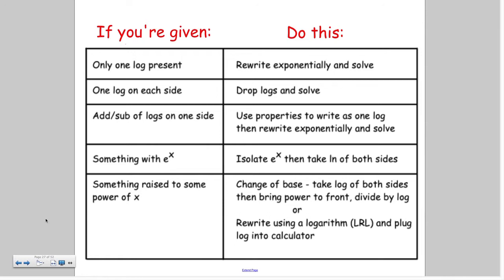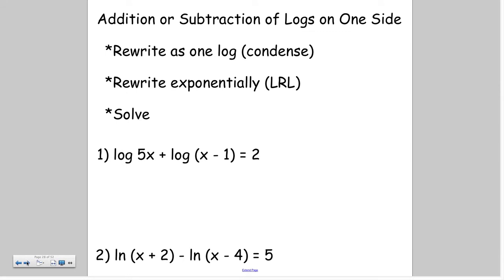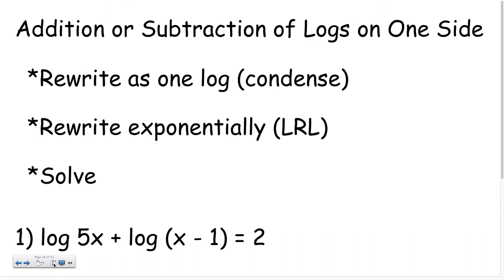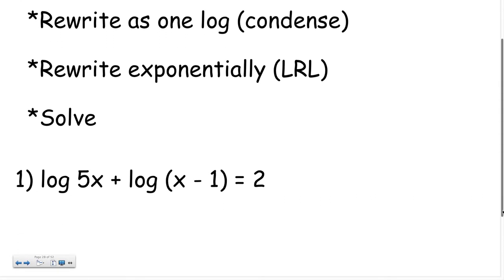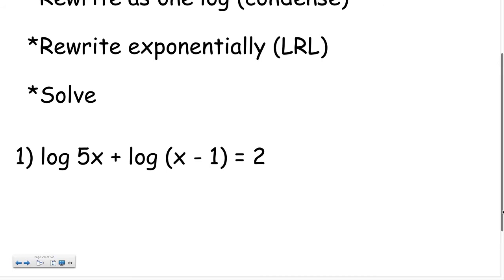So, on page 13, here are our steps. We're going to condense it. We're going to rewrite it as one log. Then we're going to rewrite it using left, right, left. Then we're going to finally solve it. So if you look at the very first one, you've got two logs all on the same side separated by addition. So when you see that, you need to think condense it.